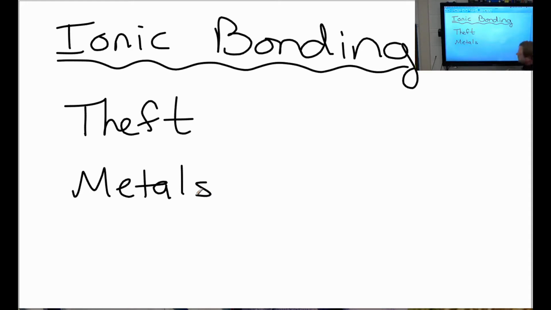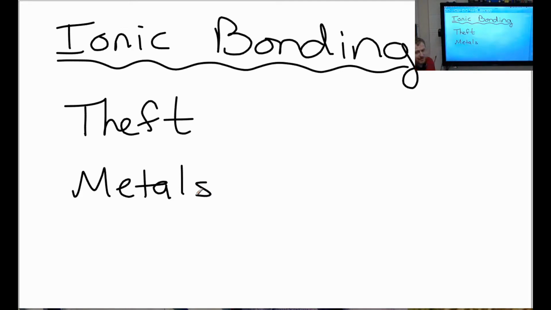Okay? So we're gonna get a metal. You'll get the same periodic table I always give you for tests. It's this one. Oh, Mr. Bucket. Okay? All right. So ionic bonding, theft, metals. It's about the metals. So let's go ahead and take a look at how this works today.